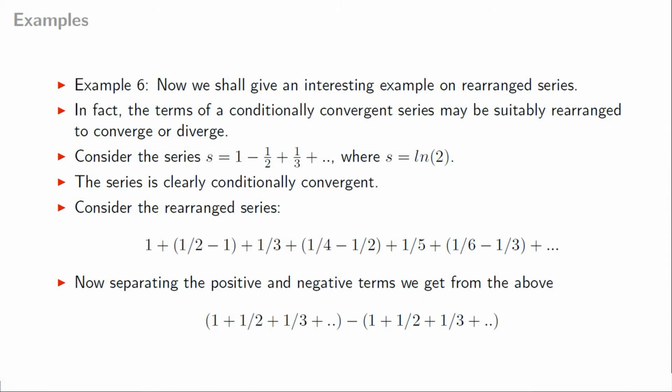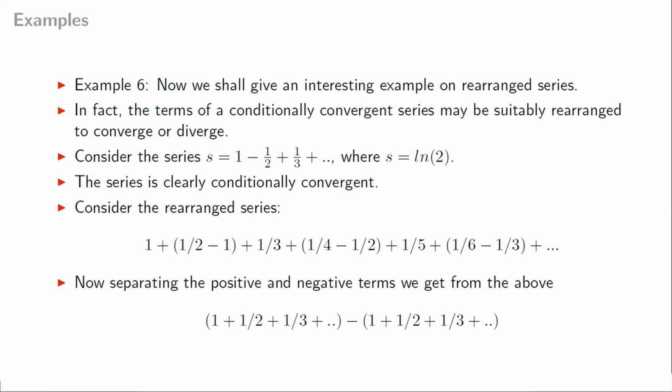In our next example, we shall consider an interesting fact on rearrangement. In fact, the terms of a conditionally convergent series may be suitably rearranged to converge to a different value or diverge. Consider the series S equal to 1 - 1/2 + 1/3 - 1/4. Naturally, S is log 2 and the series is seen to be conditionally convergent.